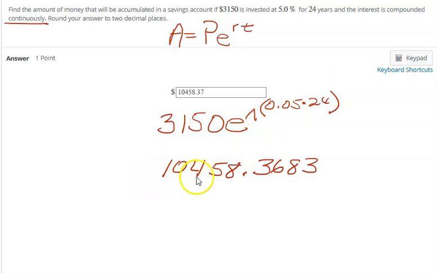So I get $10,458. Now we're rounding it to 2 decimal places. So I go to the third decimal place, which is an 8, drop this, make the 6 a 7, and there's my answer.